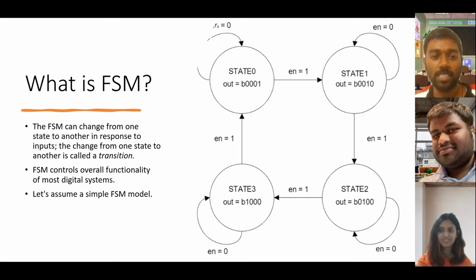First of all, let's see what FSM is. FSM is a controller which will get input. Depending on the input, it's going to change from one state to another. Here we are taking a very easy example where you can see that depending on the enable signal, it will go from one state to another. So a basic FSM is this one.